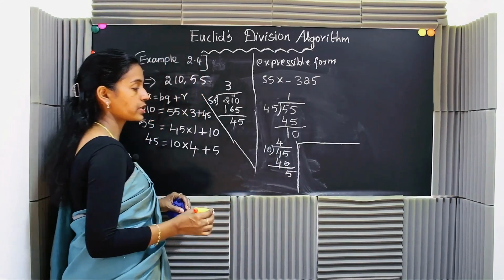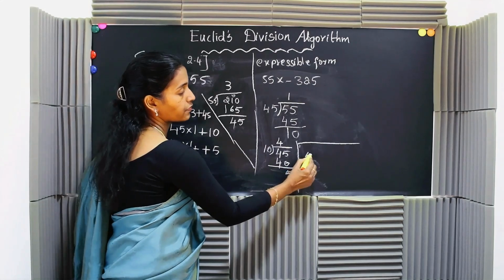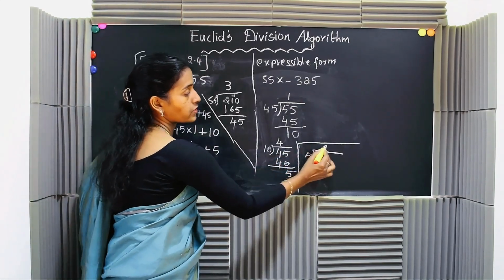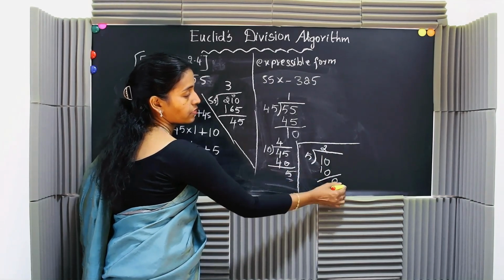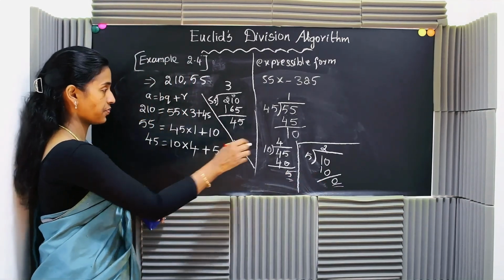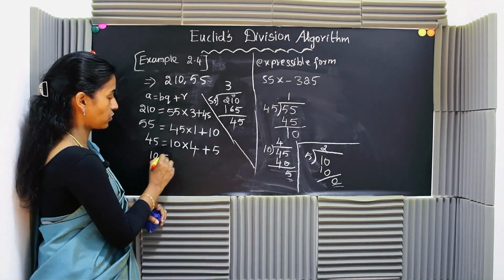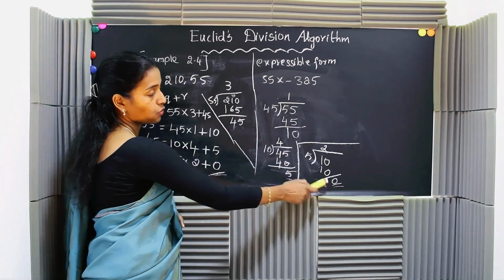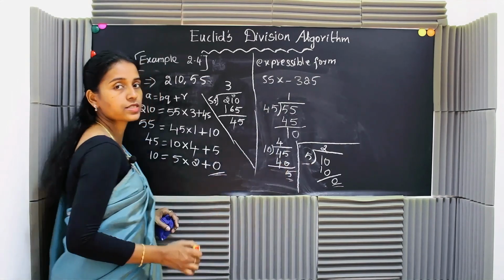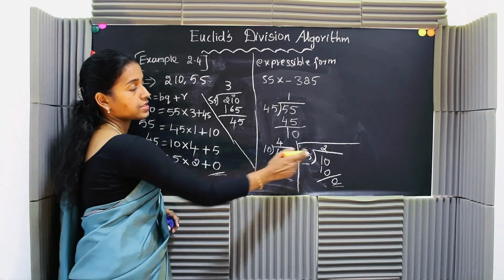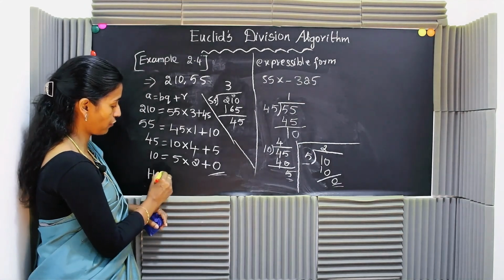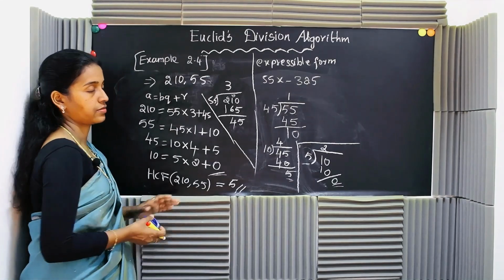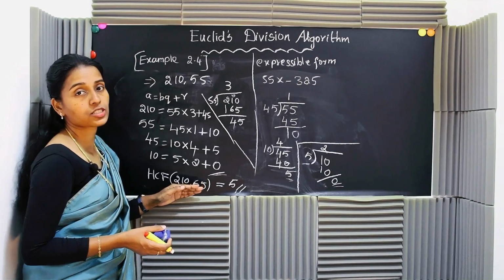In the next step, this 5 becomes the divisor and this 10 becomes the dividend. One 5 is 5, two 5s are 10. Now 10 minus 10 is 0. We have gotten the remainder as 0, right? Applying the values: dividend is 10, divisor is 5, quotient is 2, plus remainder 0. So at this stage, the number we have as divisor is the GCD or HCF. So the answer is 5: HCF of 210 and 55 equals 5. I hope you understood this much.